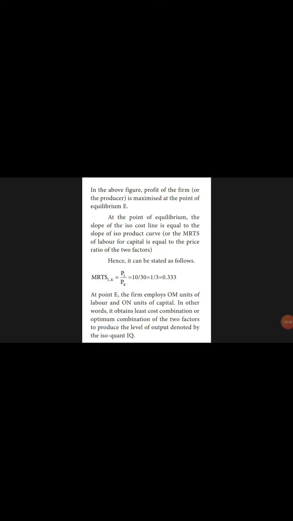The H, K, R, S points and all have more cost. That means profit is less. The expense you incur to produce a product is very high at the H, R, K, S points. But at the E point only, with less expenses, you get more profit. That's why they have mentioned E in the explanation. So this is about the producer equilibrium.